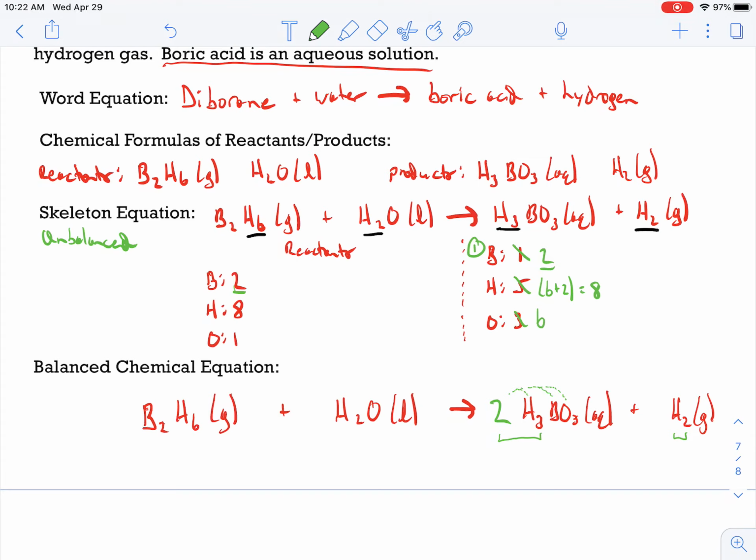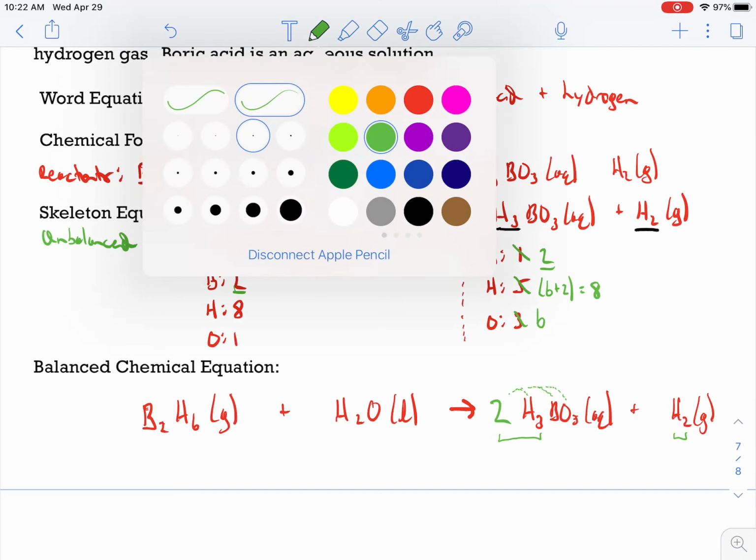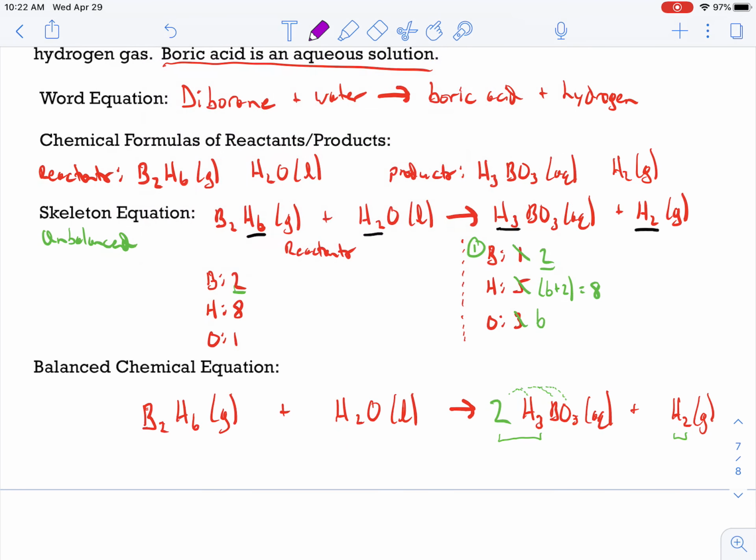So right now, we have 2 borons on both sides, which is good. 2 hydrogens on both sides, which is good. But our oxygen is not in balance. We're going to need to add another step here. Put this one in purple. So in order for us to end up with 6 oxygens, we have to begin with 6 oxygens. So when we look at the left side here, we're going to have to put a 6 in front of our water, so that way we can go up to 6 atoms of oxygen.